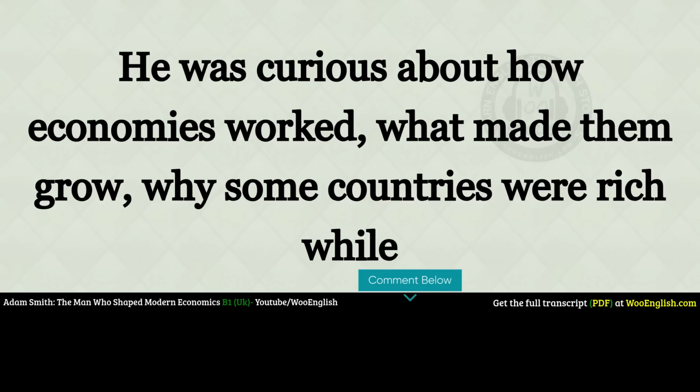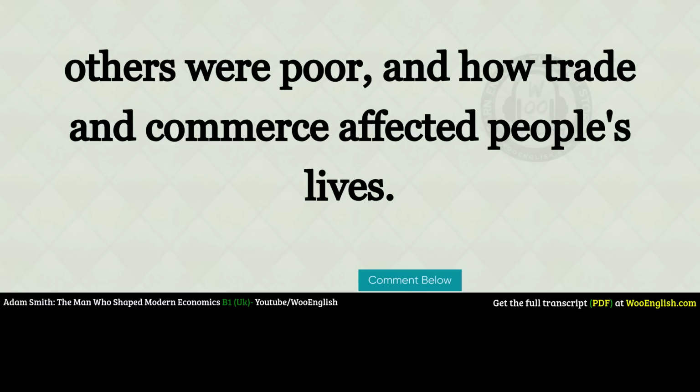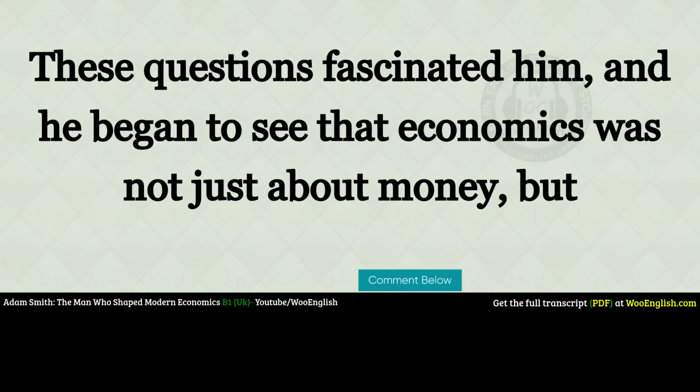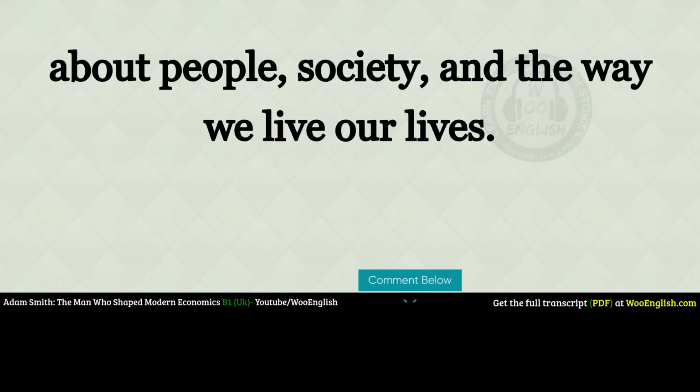During his time at Glasgow, Adam also began to develop a strong interest in economics. He was curious about how economies worked, what made them grow, why some countries were rich while others were poor, and how trade and commerce affected people's lives. These questions fascinated him, and he began to see that economics was not just about money, but about people, society, and the way we live our lives.